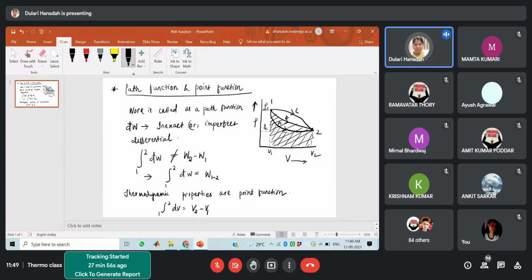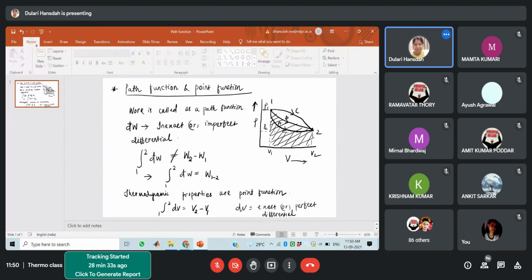Similarly, at state 2, the property values P2 and V2 will have definite values. So thermodynamic properties are point functions, and we can say that dV is an exact or perfect differential.